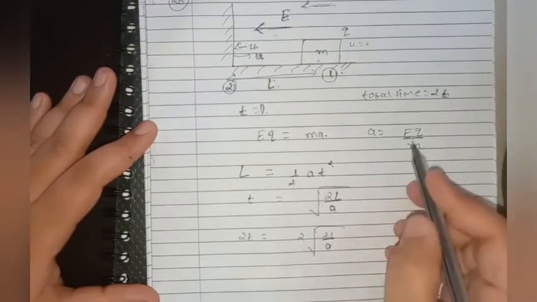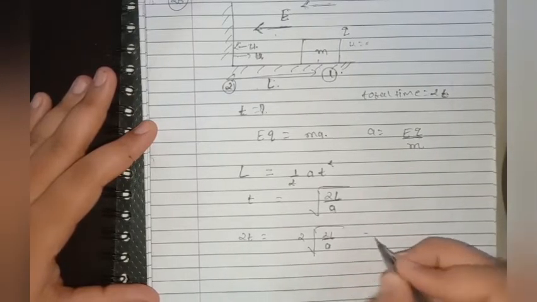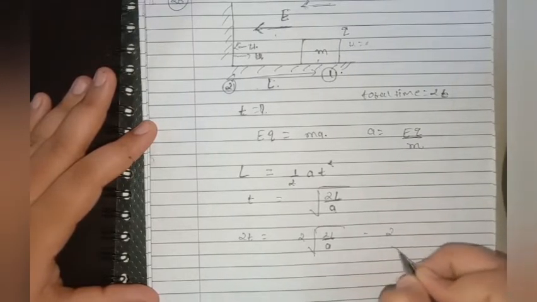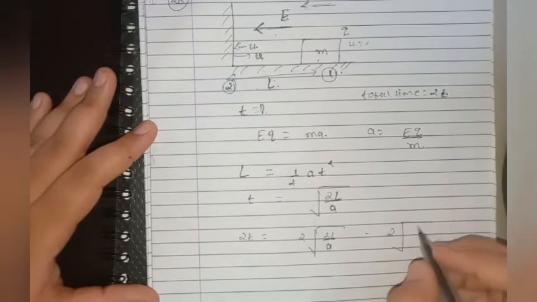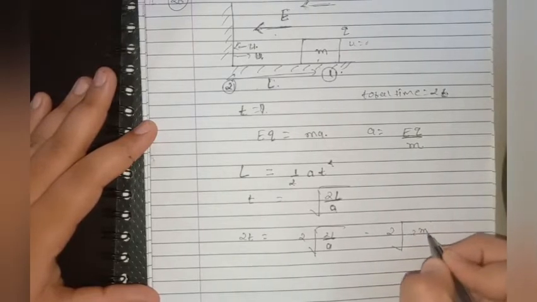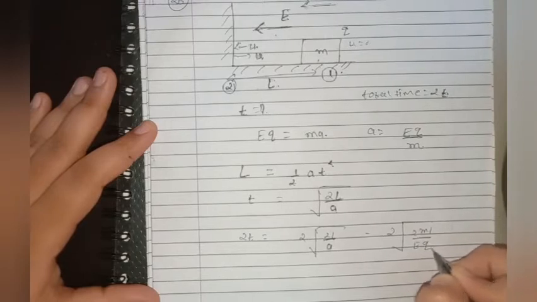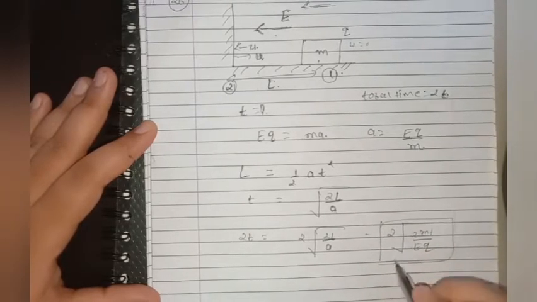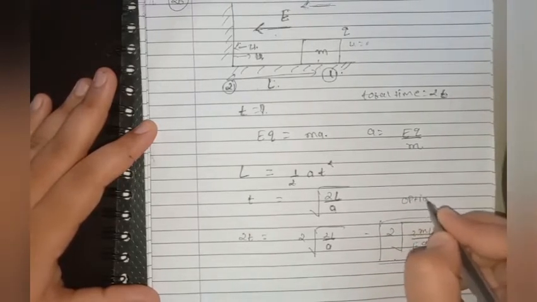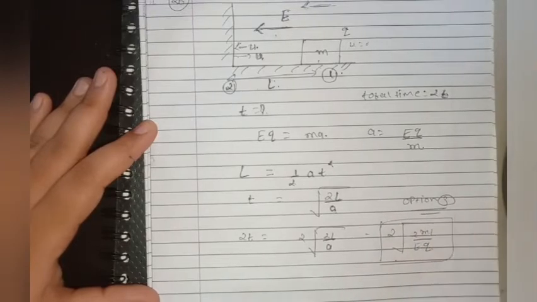But acceleration is EQ by M. So total time taken will be 2 under root 2mL divided by EQ. So option 3 is the correct option.